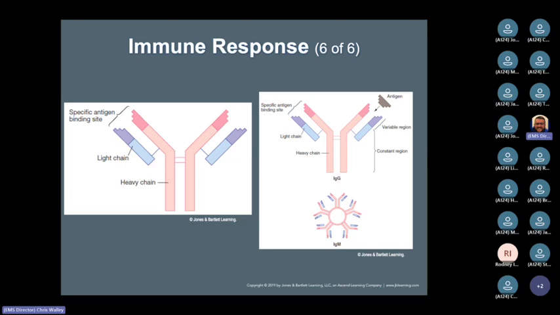Also, make sure that you note that the antigen fits exactly into the antigen binding site. If it did not, it would not be able to bind at all. Antigen binding sites therefore have some different structures depending on the antigen to which they are designed to bind.